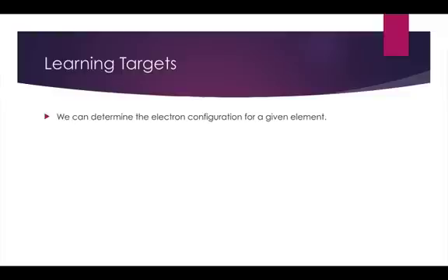So your learning target for us tonight is that we can determine the electron configuration for a given element. Up until this point, we've asked you guys to draw models of the atom for the first 18 elements, and that's no longer going to be enough. There's 118 elements on the periodic table, and we're going to be teaching you a system here that will allow you to do all 118 elements. So here we go.